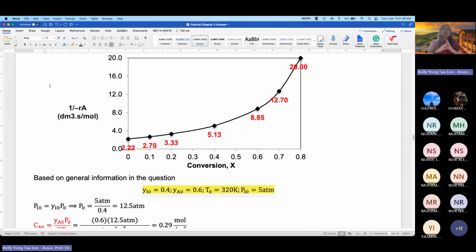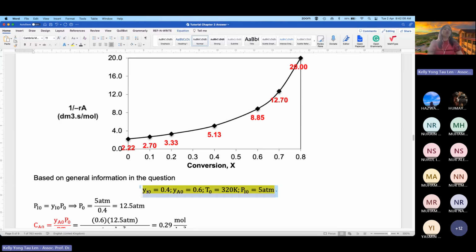For pressure, we always use P. Since this is a partial pressure of inert, it will be P subscript I. And since it's the initial mixture, it becomes P_I0. So the initial partial pressure of inert is 5 atm.